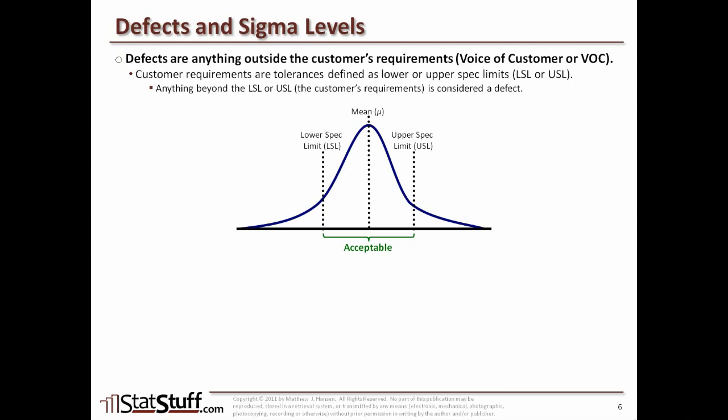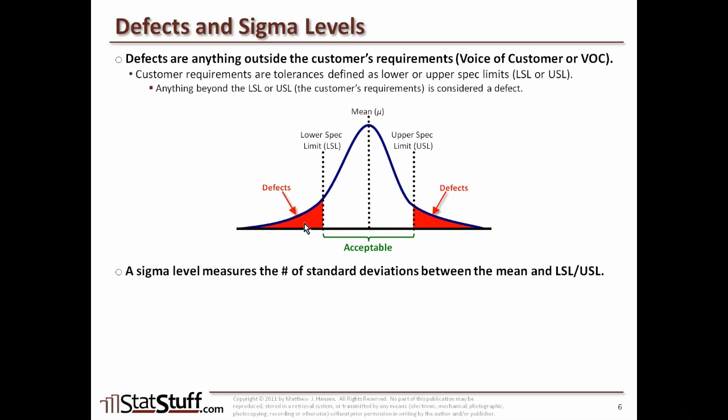Anything that falls within what the customer expects, between the lower spec limit and the upper spec limit, is going to be considered acceptable and good. So that's what we're aiming for. That means anything that falls outside of this range, beyond the upper spec limit or below the lower spec limit, is going to be a defect.